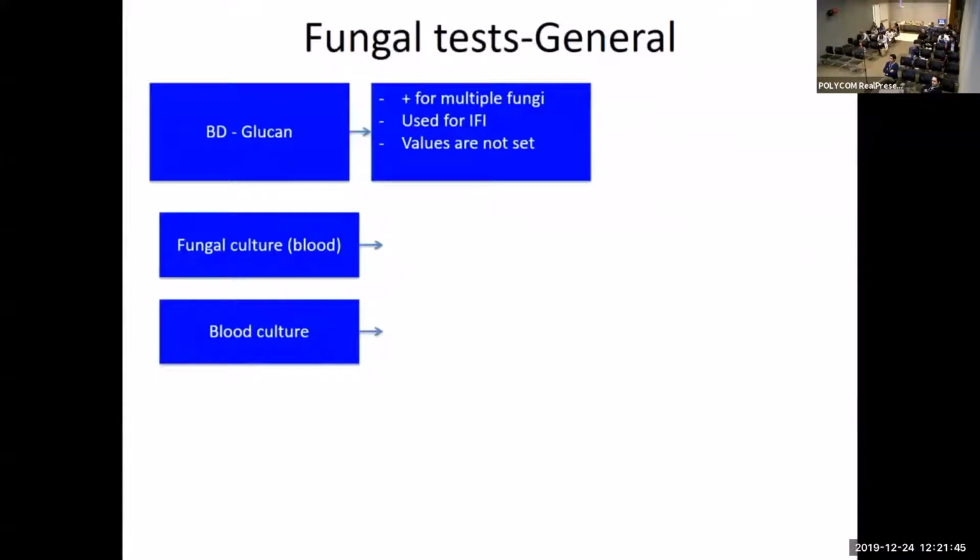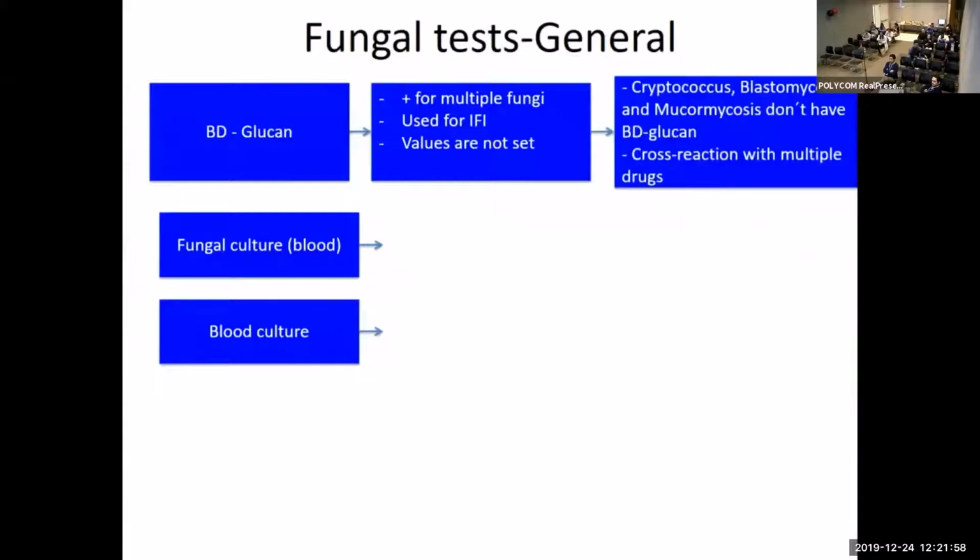So actually, this is not the best marker, and it is usually used for transplant patients or oncological patients. You should not be using this in your usual immunocompetent patient. The other thing that you need to know about this: Cryptococcus, Blastomyces, and Mucor don't have beta-glucan. So if you suspect these infections, this is totally useless.